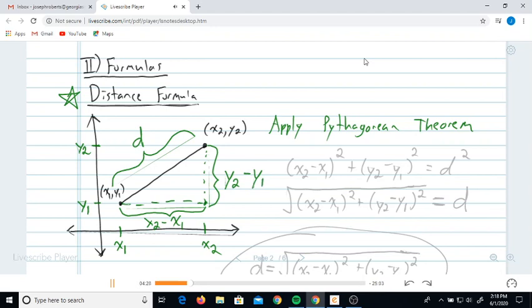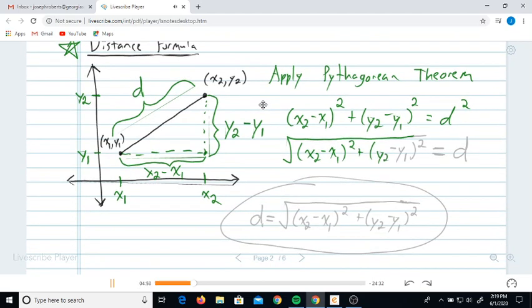So we just apply Pythagorean's theorem, which states leg squared plus leg squared equals hypotenuse squared. So it's essentially stating (x2 minus x1) quantity squared plus (y2 minus y1) quantity squared equals distance squared. And then if we want to get d by itself, we just square root both sides. So take the square root of both sides.